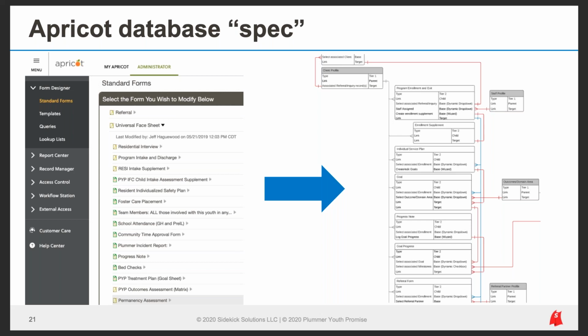Now, a finished ERD looks a bit like a subway map, and it can be a little overwhelming to look at when you look at the whole thing in total. But what this helps us do is look at the form and linking relationships between the objects and tables in your Apricot. So why is this important?